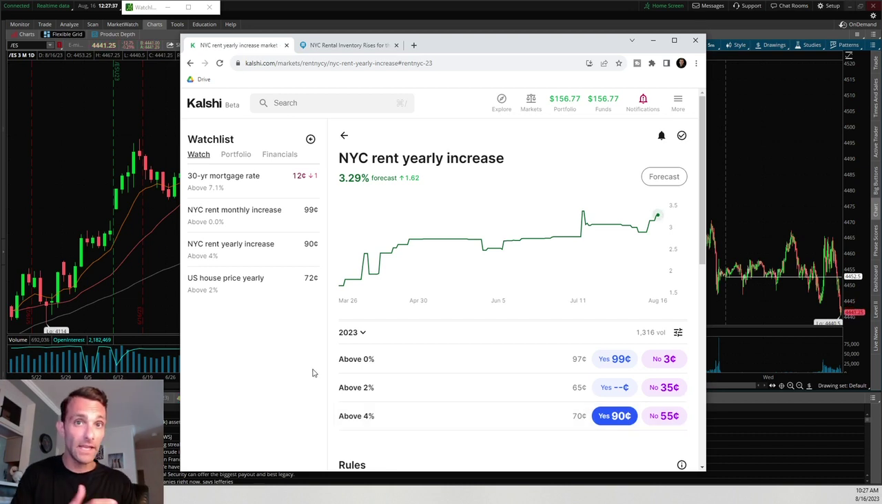And now let's take the other side of that. So let's say we believe that rent is actually going to come in a little bit in the near future. Then what we could do to easily structure a trade is trade the no contracts to the above 2% and the above 4% because we don't think that it's going to get to those percentages.